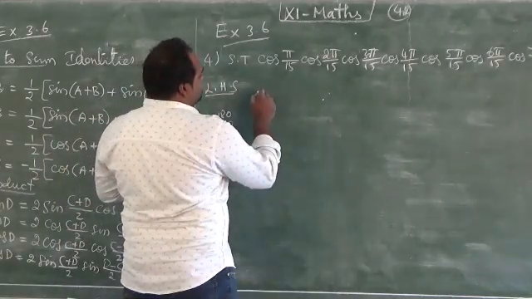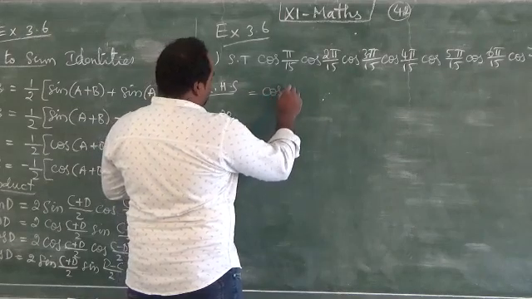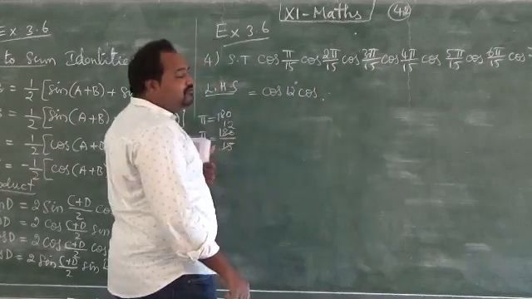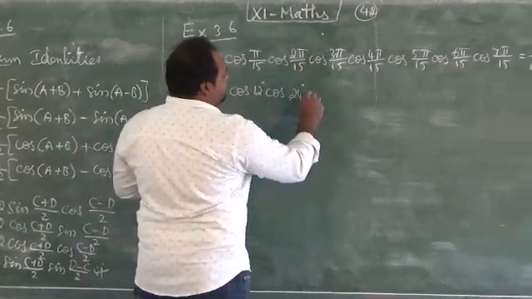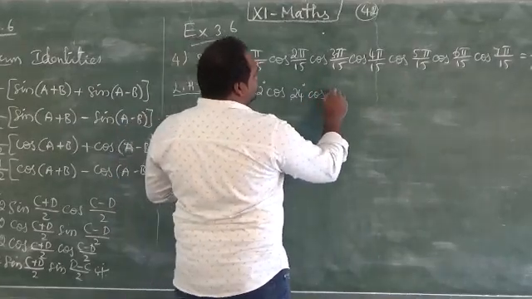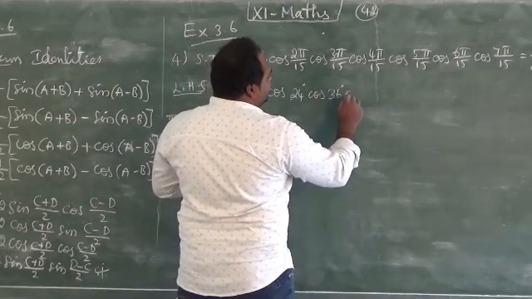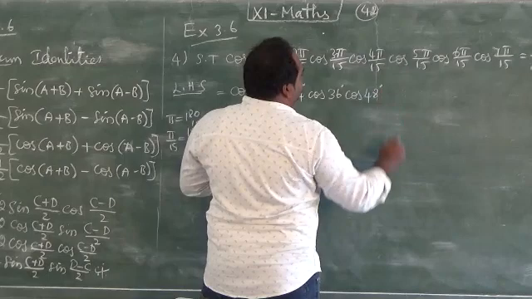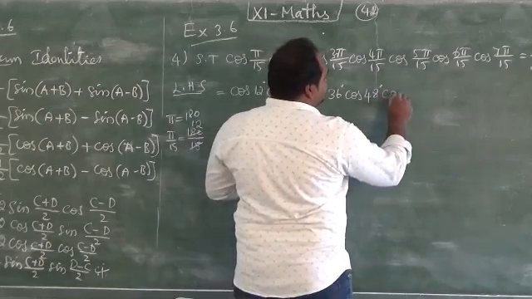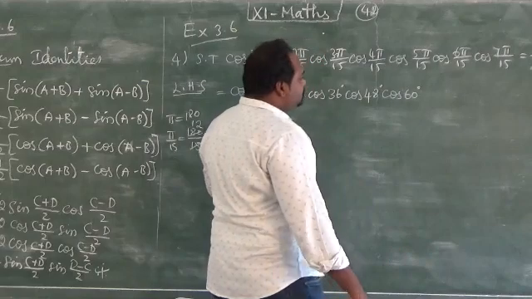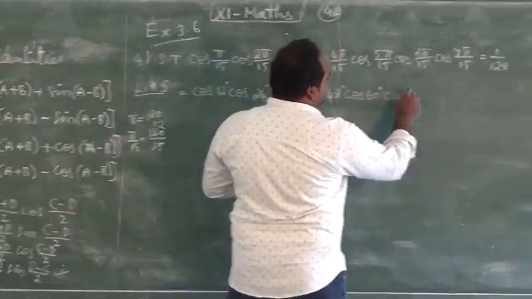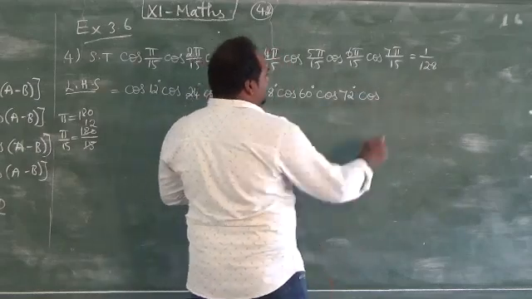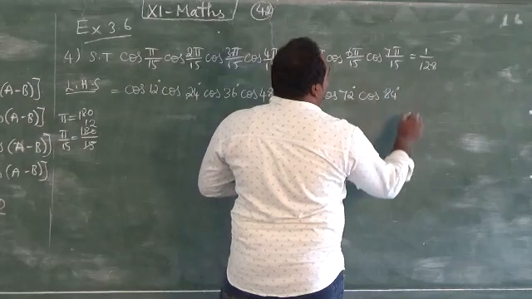So the LHS can be written as cos 12 degrees, cos 2 into 12, which is 24 degrees. This is 3 times 12, which is 36 degrees, then 4 times 12 is 48 degrees, then 5 times is 60 degrees, then 6 times is cos 72 degrees, then 7 times 12 is 84 degrees.